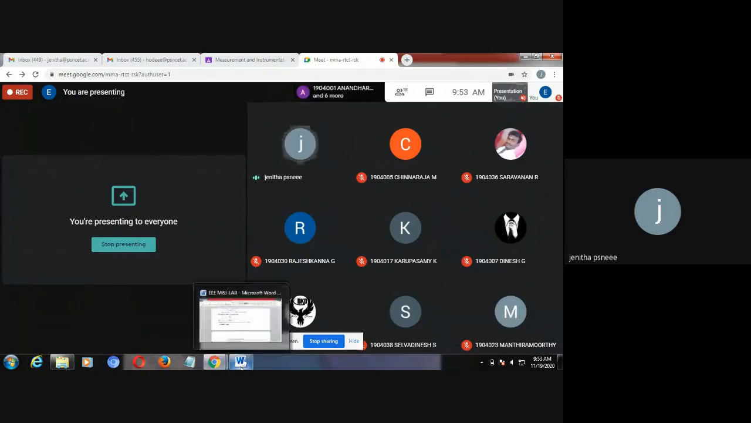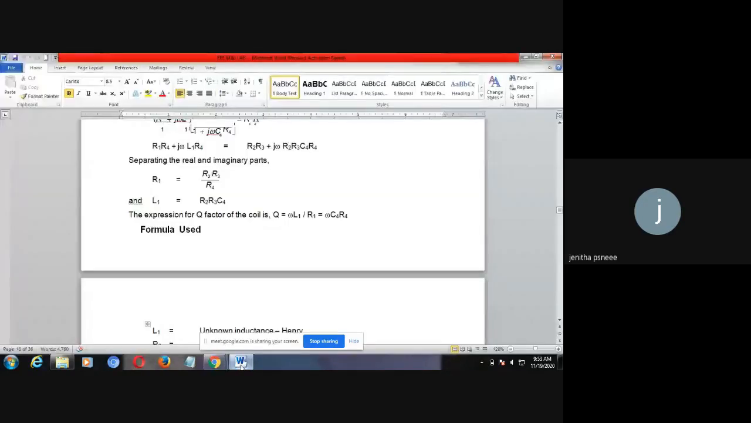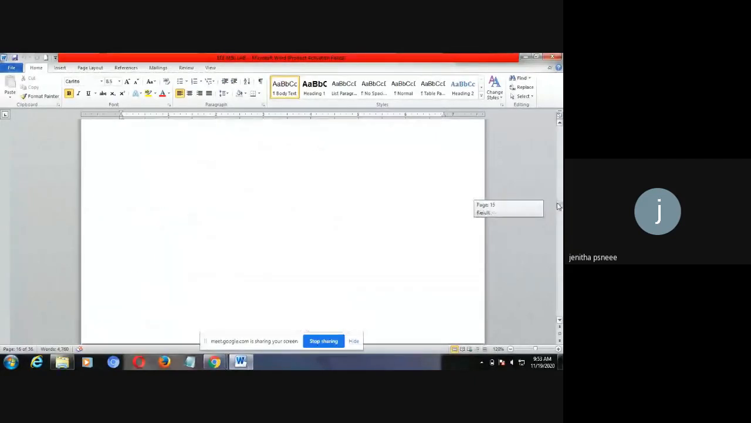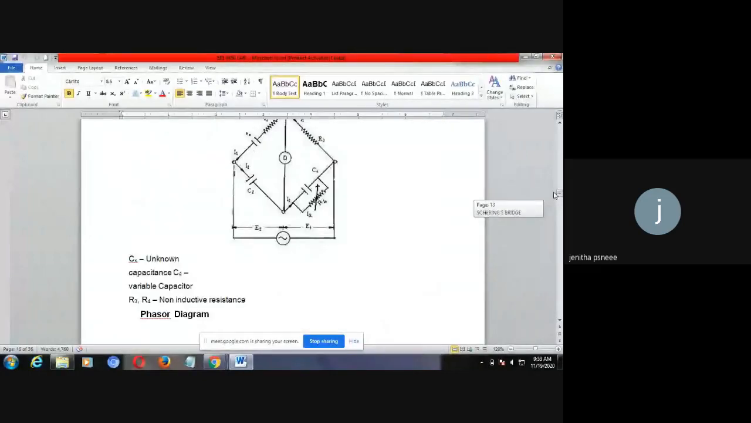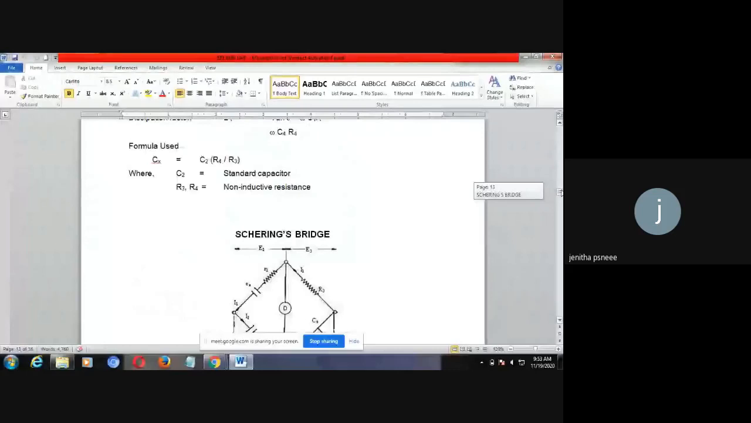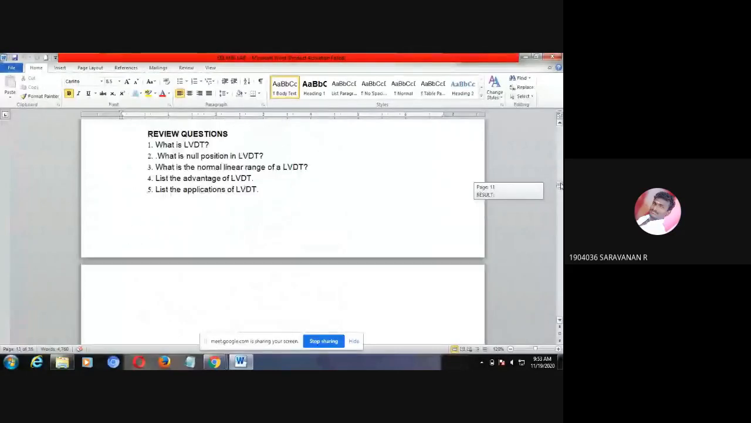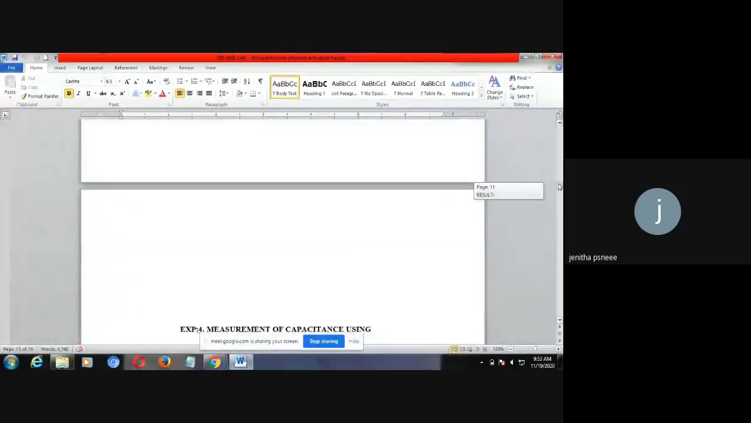Okay. So this is the formula, and similarly this is the construction. See here, this is a Maxwell's bridge.